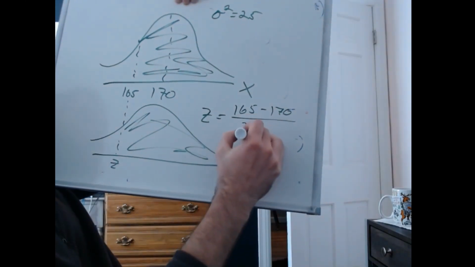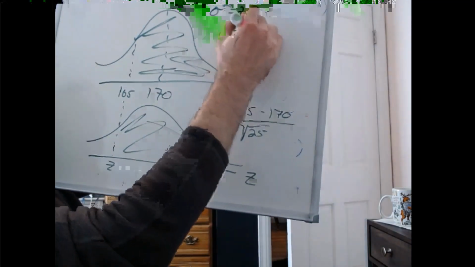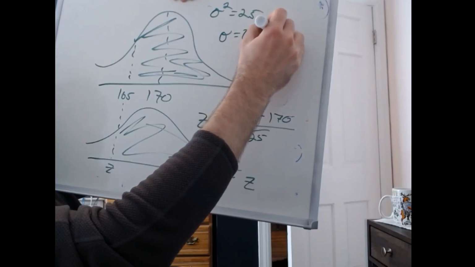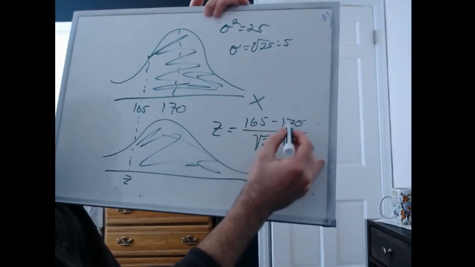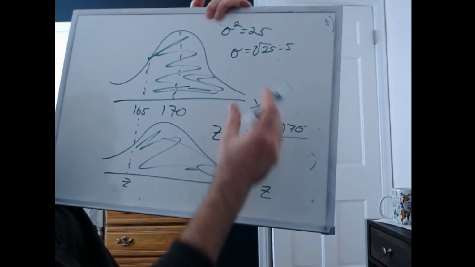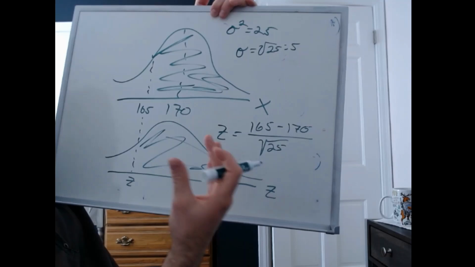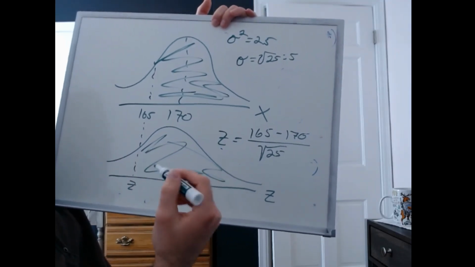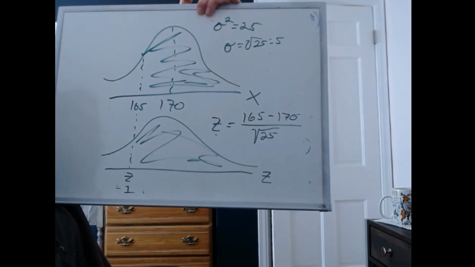Here's the variance. The standard deviation would be the square root of that, or the square root of 25, which is 5. So this one's actually pretty easy. How far away is the x value from the mean? It's 5 away. What's our standard deviation? 5. Remember, the interpretation of the z-score is the number of standard deviations below the mean. So the z-score here would be -1.